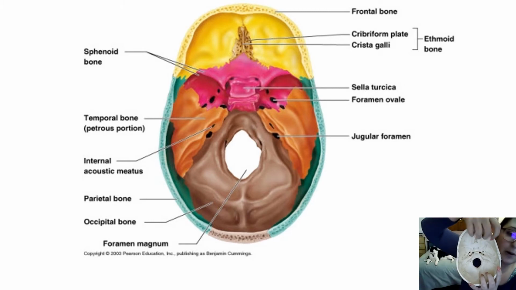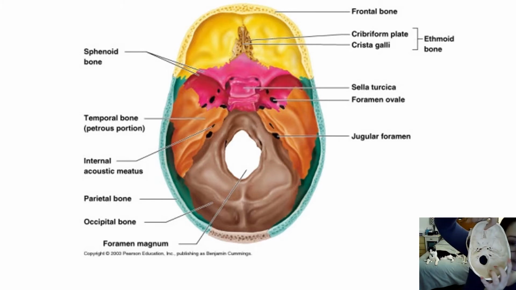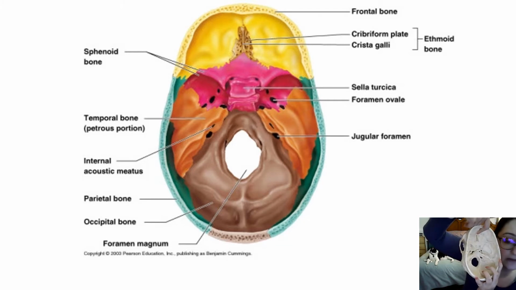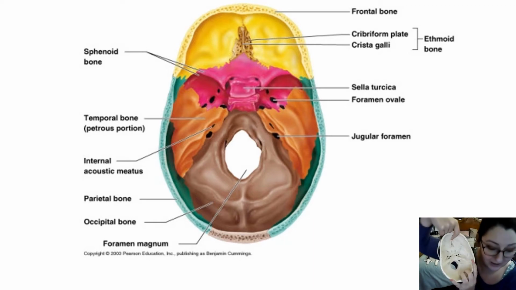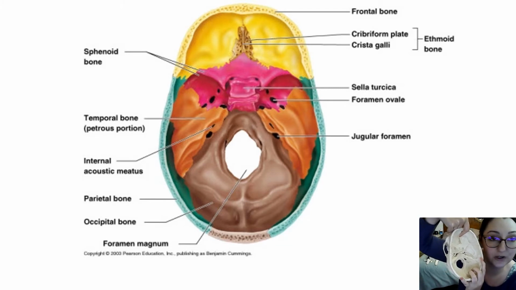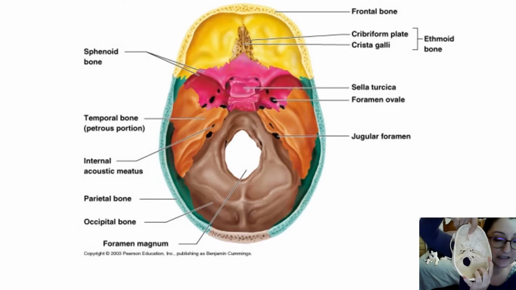So our first bone up here, of course, is the frontal bone. But within the frontal bone, we're going to have this little portion, let me get my finger on it just right, is the ethmoid bone. Within the ethmoid bone, we have two structures I want you to know. That is the cribriform plate and the crista galli. How I like to remember these two terms is that baby Krista is in her crib. So crista galli is going to be the structure in the middle, and the cribriform plate is surrounding it.